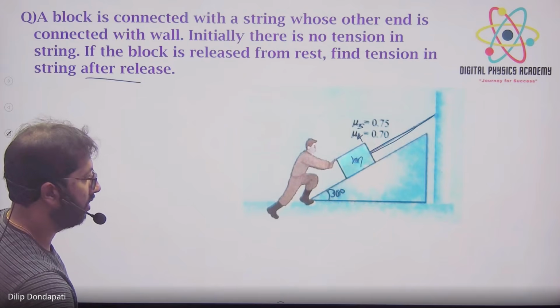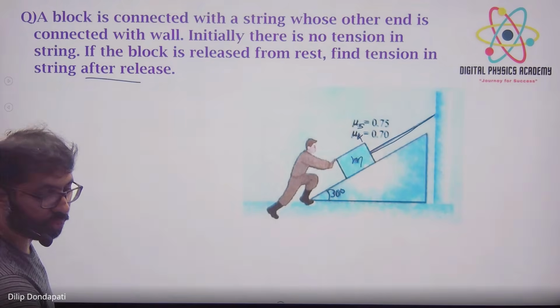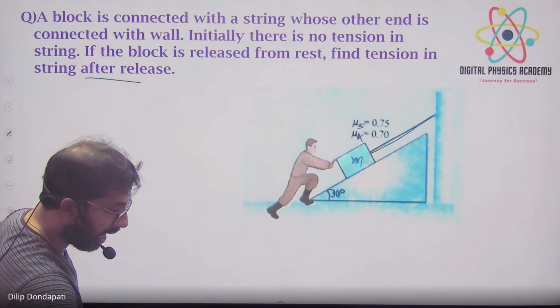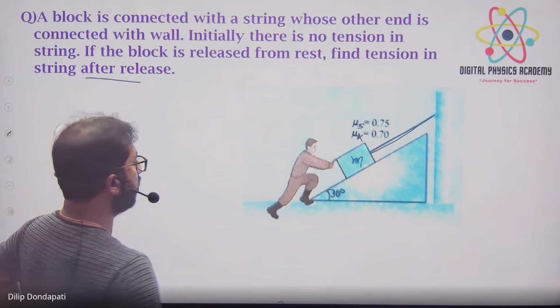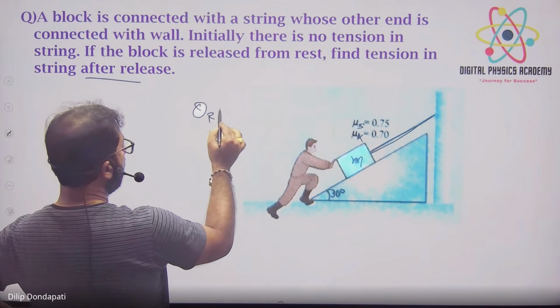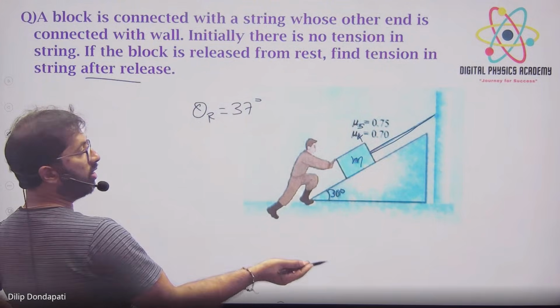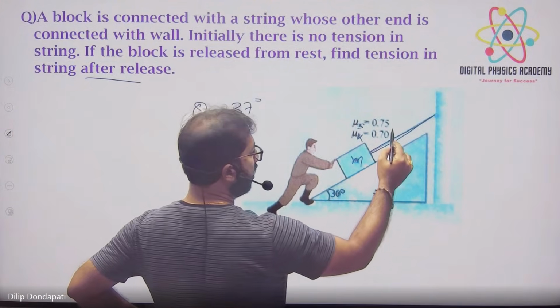Yes. So find the angle of repose. Since mu s and mu k are given, it is the angle of friction. It won't slide, so the tension will be 0. How much did the angle of repose come to? 37 degrees. And this is 30 degrees, right? It won't slide at all, and if it doesn't slide, definitely there is no tension. Yes, tension is 0.